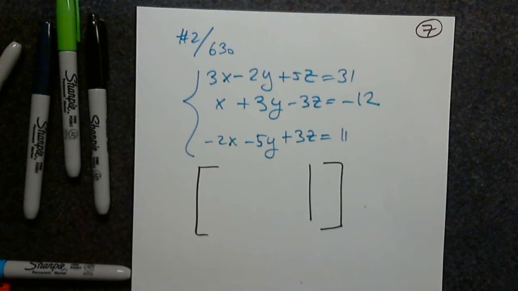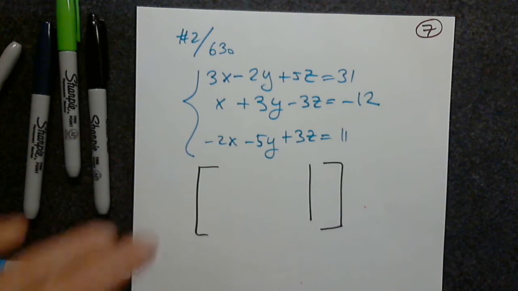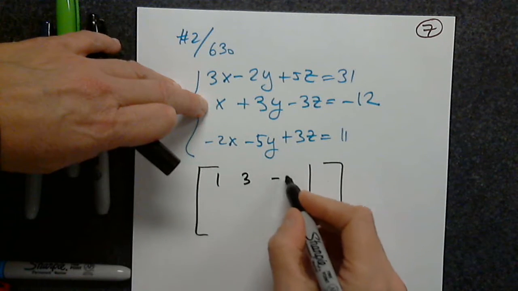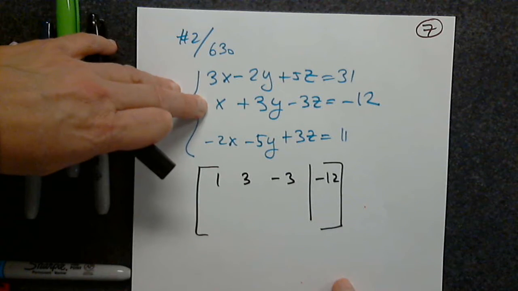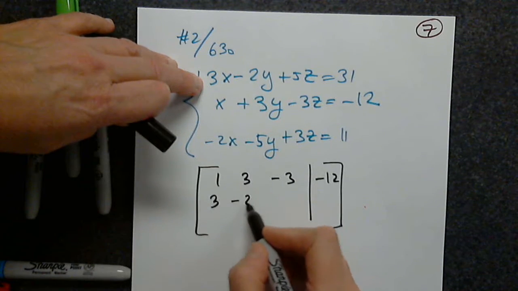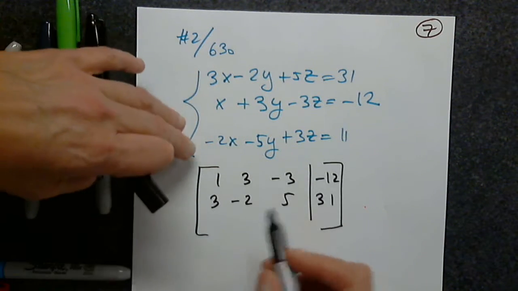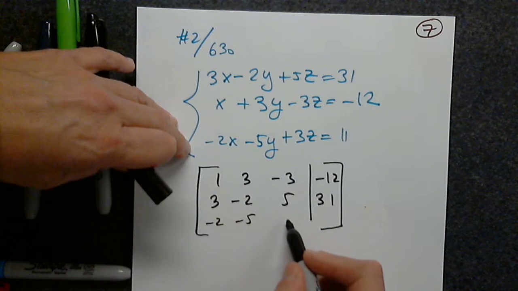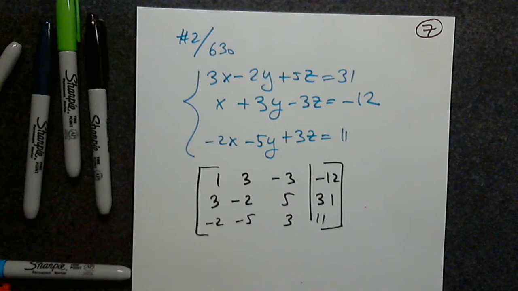The middle one. Yes, because that is the one that I need here at the top, and this one has it, this one doesn't. So I'm going to change the order of the equations. I'm going to put 1, 3, -3, -12 first, and I'm going to put 3, -2, 5, and 31, and -2, -5, 3, and 11. Why? Because I already have what I wanted. I need to start with that. Any questions so far?